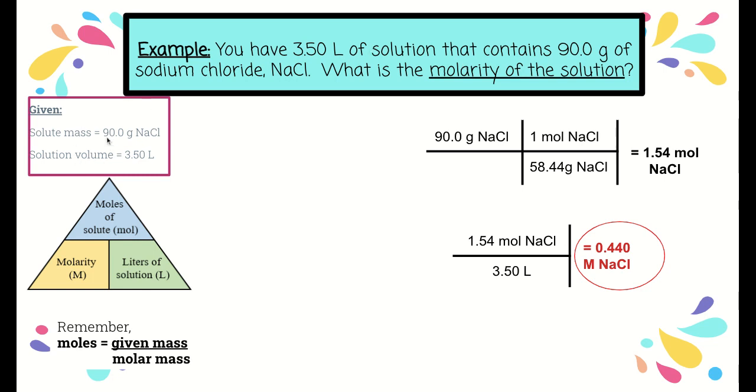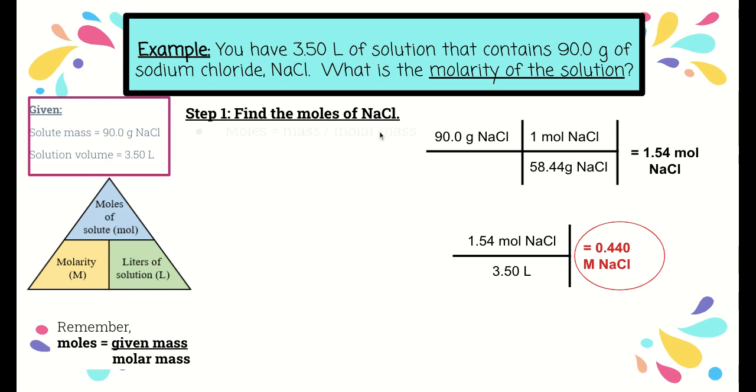So what do we have? What are we given? It tells us that the solute mass is 90 grams of sodium chloride. The solution volume is 3.5 liters. And it doesn't tell you that the solute is the sodium chloride, but you are assuming that you know that, right? Like we know that that's being dissolved in something. So your first step is to figure out the moles of sodium chloride. Okay, we have to have the moles to be able to divide the moles by the volume.